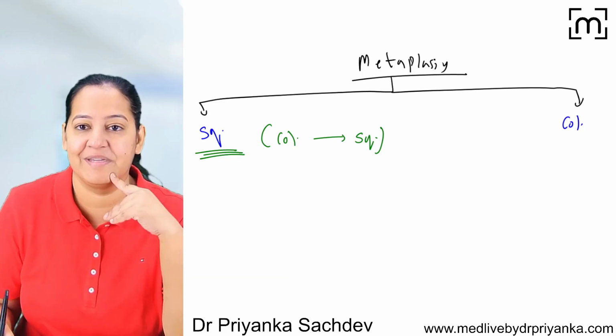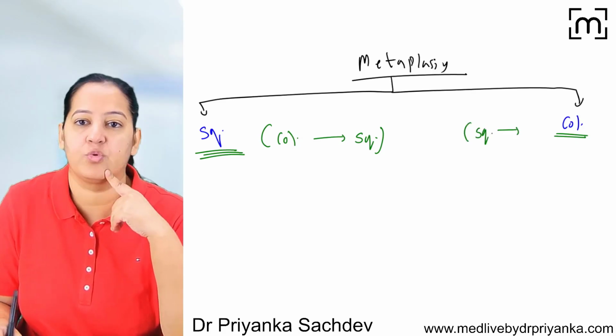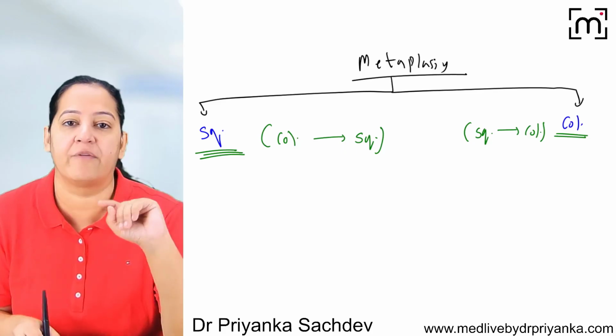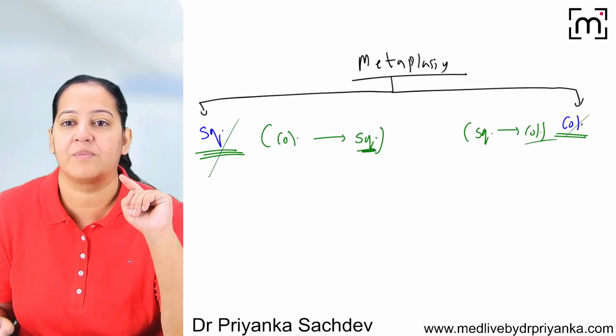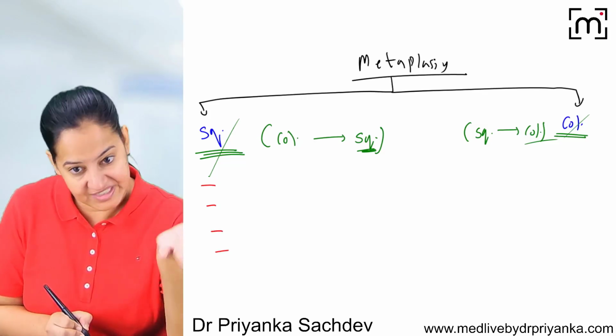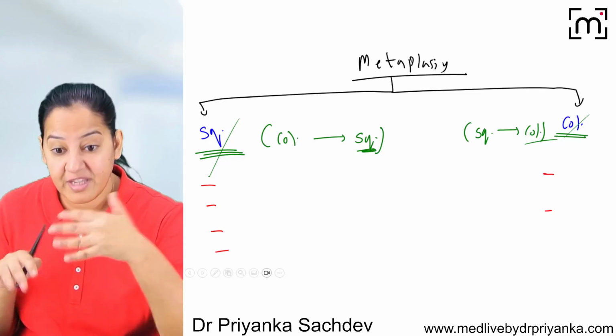There are 4 examples I will be telling you. In columnar metaplasia, the squamous gets converted to columnar. Initially there is squamous and finally, what is formed finally, you have to see. Here finally squamous is formed, that's why squamous. Here finally columnar is formed, that's why columnar. I guess you got it. So tell me the 4 organs here with their stress, and the 2 organs here with their stress. Tell me the name of the organ.